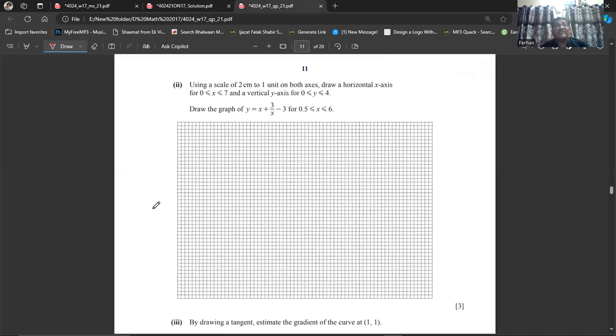Draw a horizontal axis for x greater than or equal to 0 and less than or equal to 7, and a vertical axis for y greater than or equal to 0 and less than or equal to 4. So draw the graph of this.